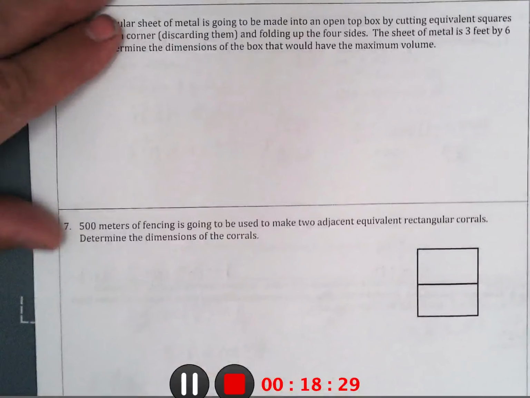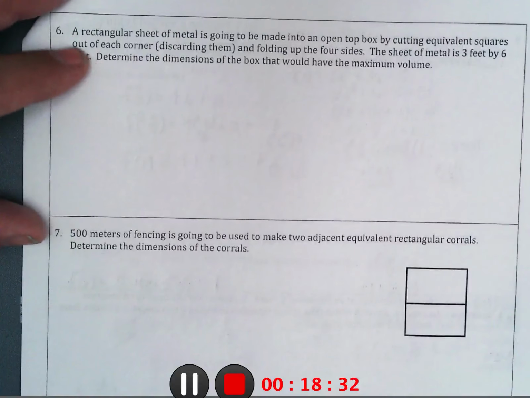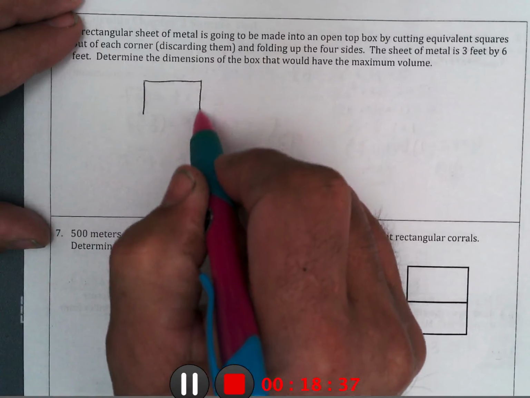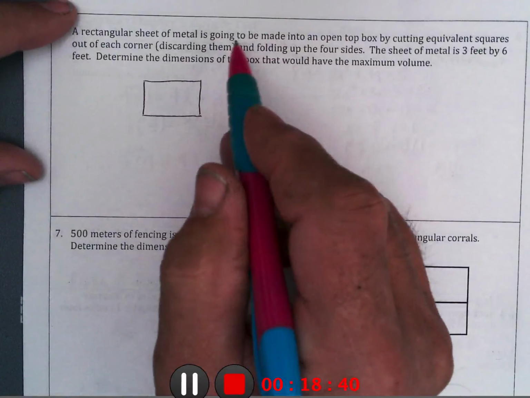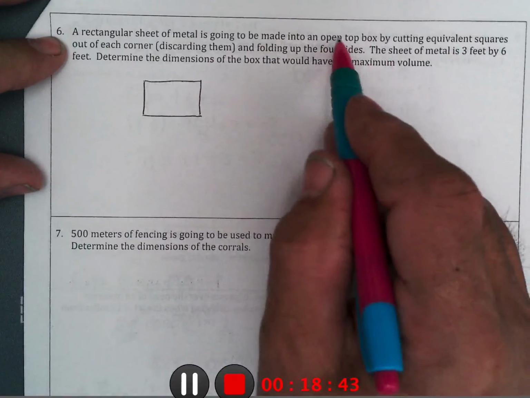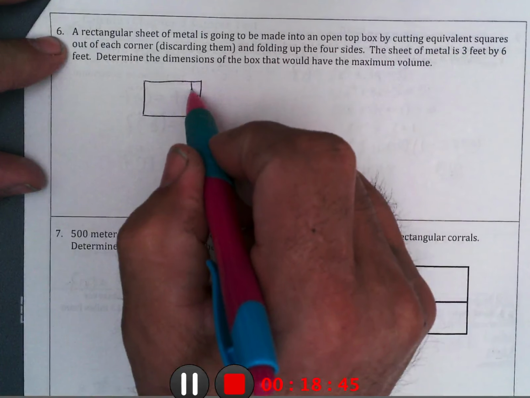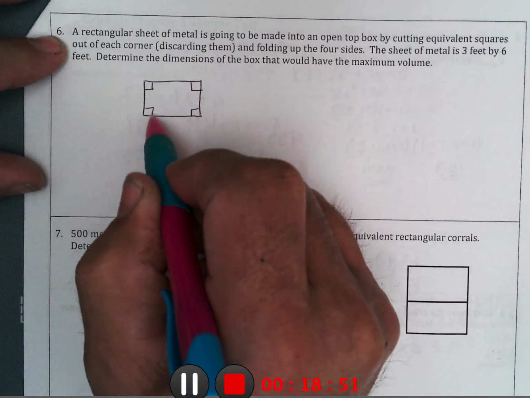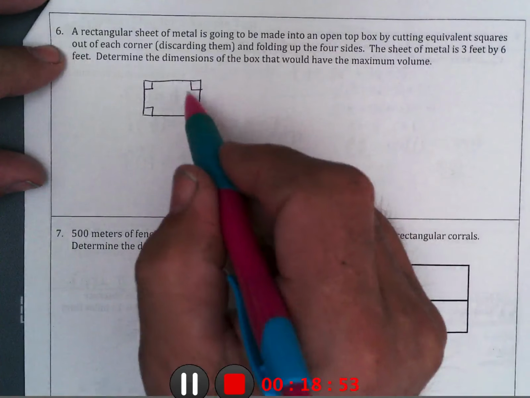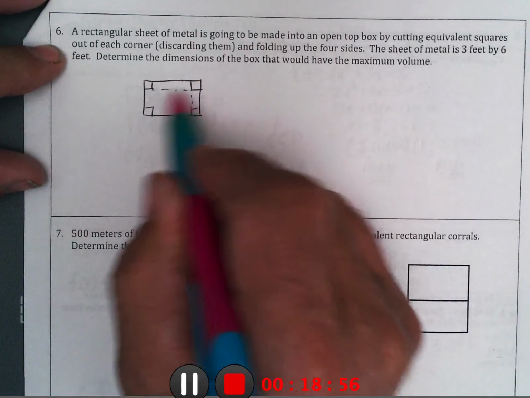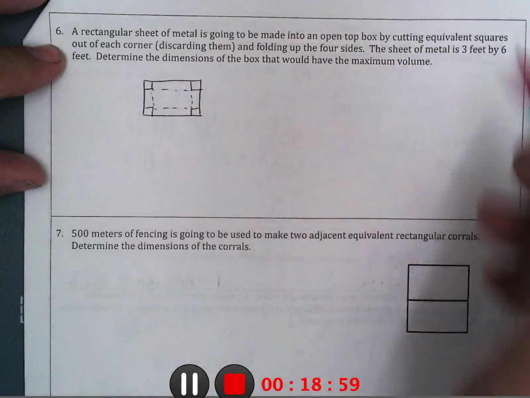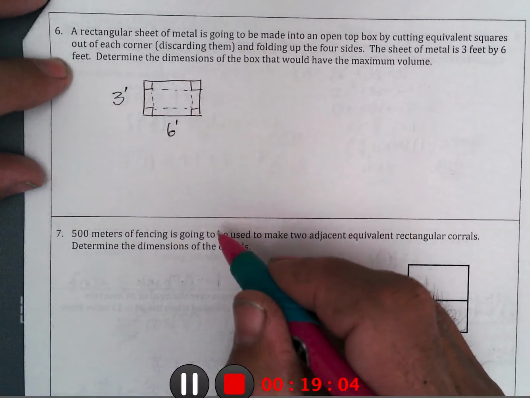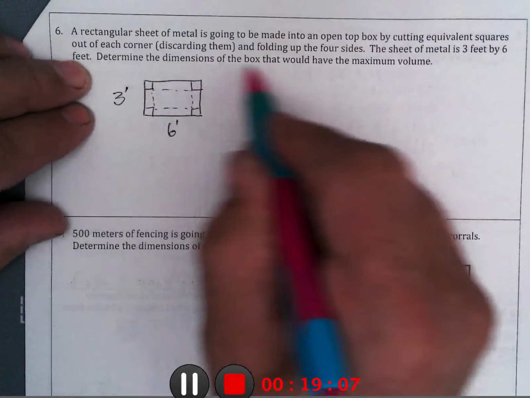Number 6. Got a rectangular sheet of metal, so I'm going to draw my picture, rectangle. And I'm going to make an open top box by cutting squares out of the corners. Does this sound like a familiar problem to you, I hope? And then folding it up. And the sheet was 3 feet by 6 feet. And determine the dimensions of the box at maximum volume.